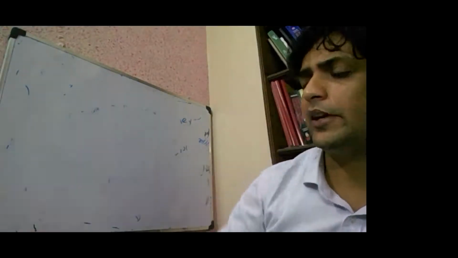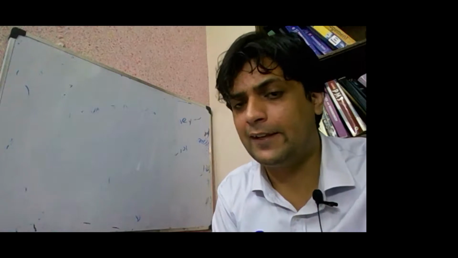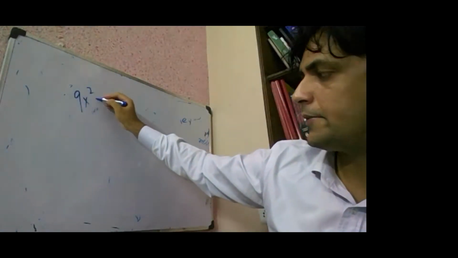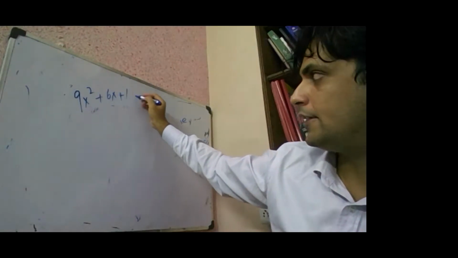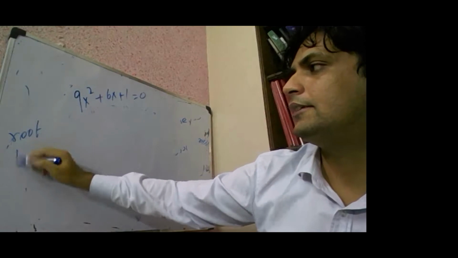Take another example. Here the roots are different, one is positive and the other one is negative. Now, when we take another example, it gives us 9x squared plus 6x plus 1. In this case, the root is identical. How? Let's see.